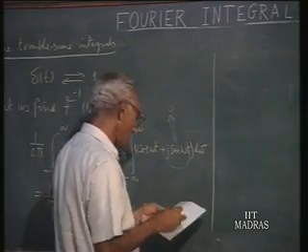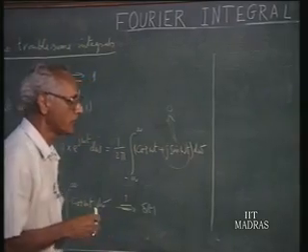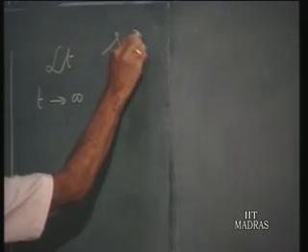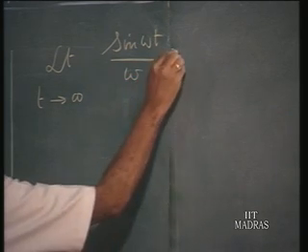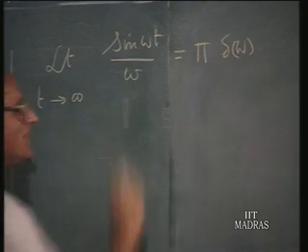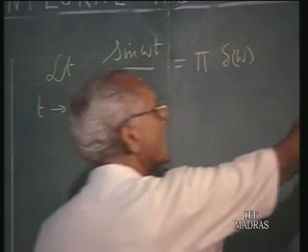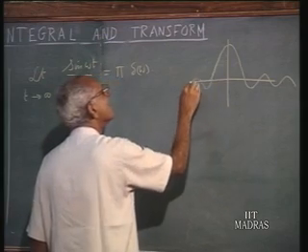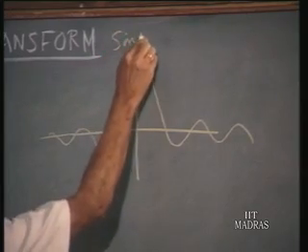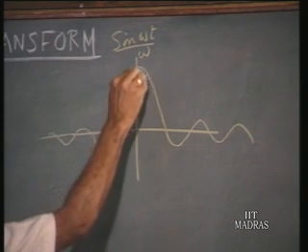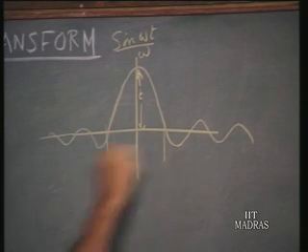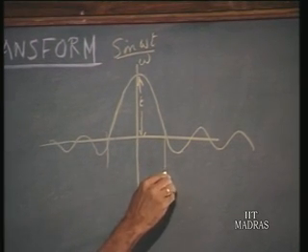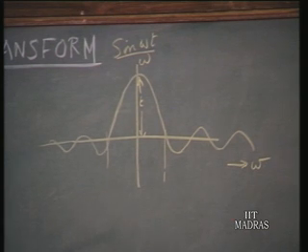Basically then, we have some important results which I will list out, and these results we will make use of in our future work. First of all, the limit as t tends to infinity of sin omega t by omega will be pi delta omega. It can be explained on the following basis. Sin omega t by omega, how will it look? The height equals t, and the first 0 occurs when omega t equals pi, or omega equals pi upon t.